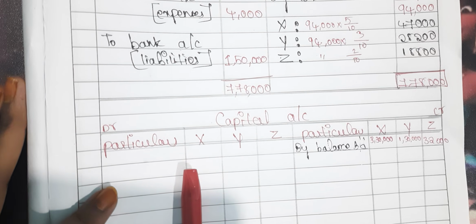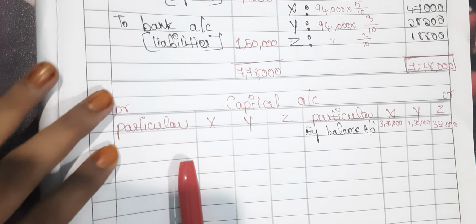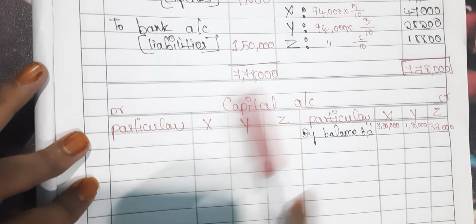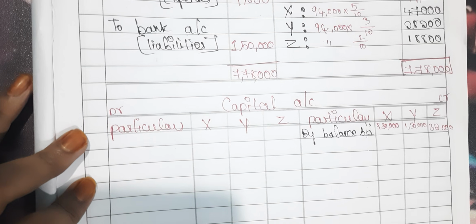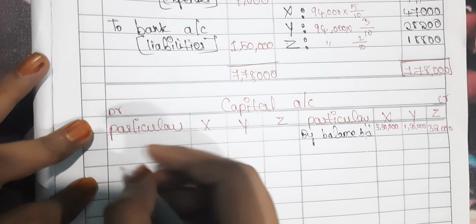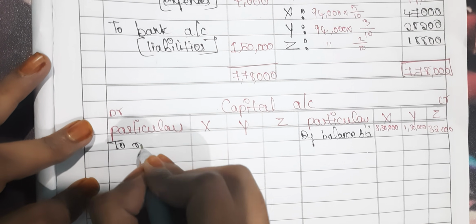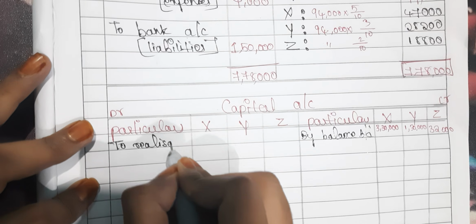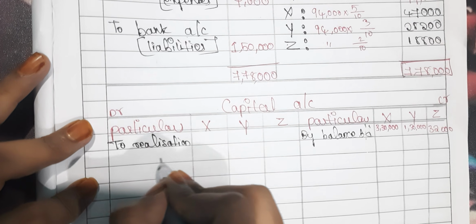Here we have taken the capitals, and whatever loss we have distributed among the partners, we need to take it here. In admission and retirement also we were doing the same thing. So what we need to do is take this. What will we write? Here it is starting with 'To realization account'.